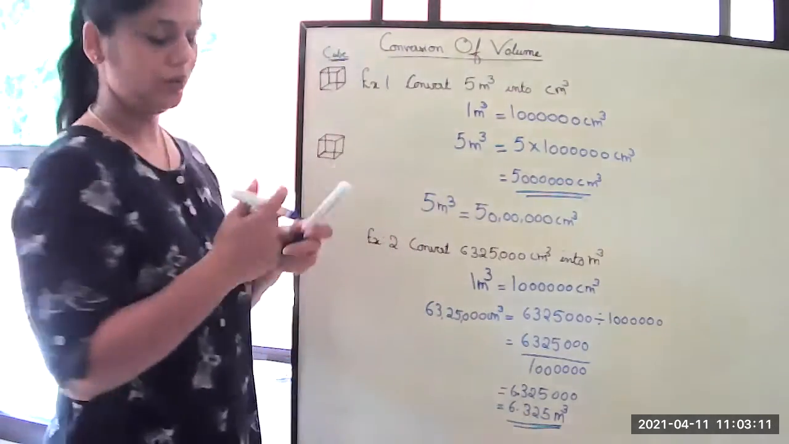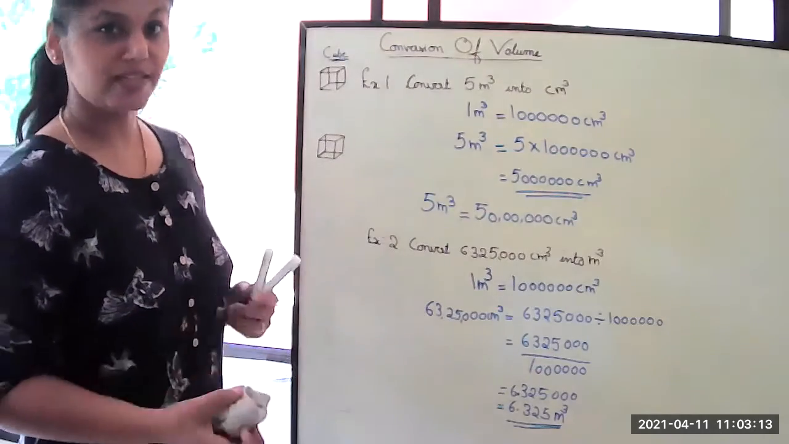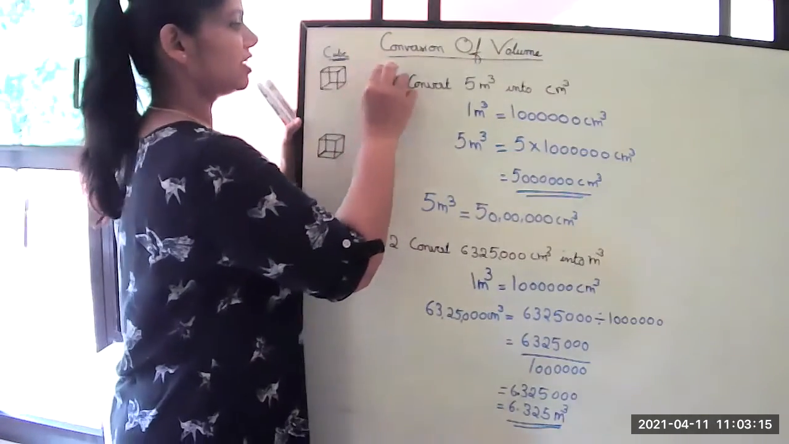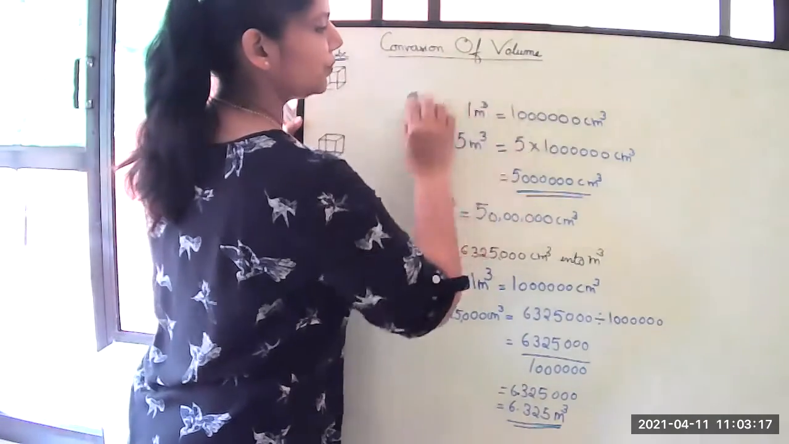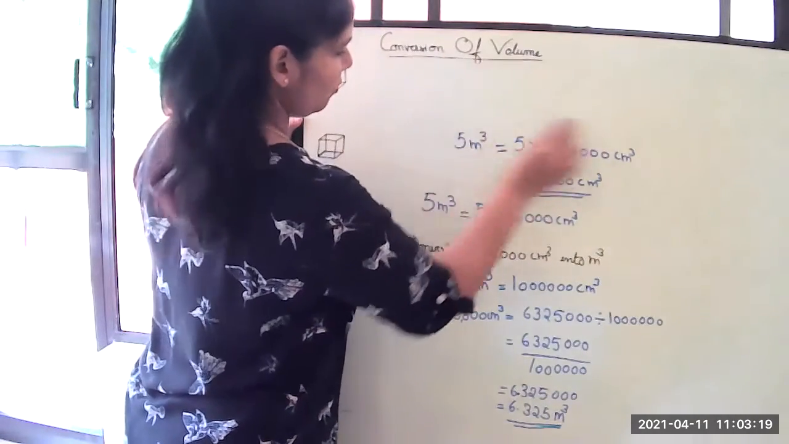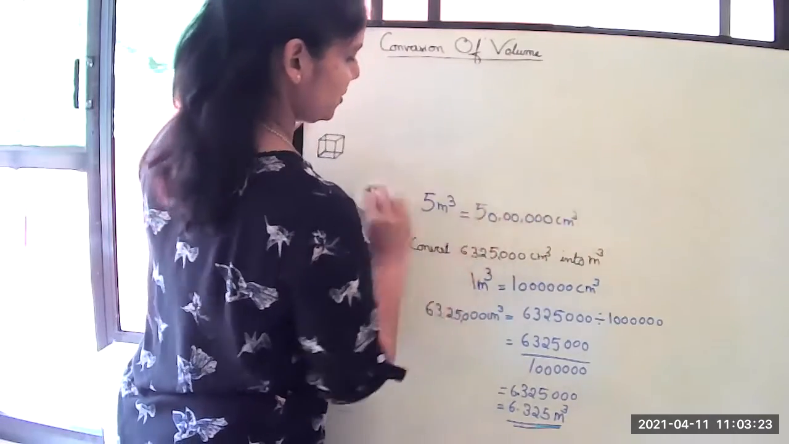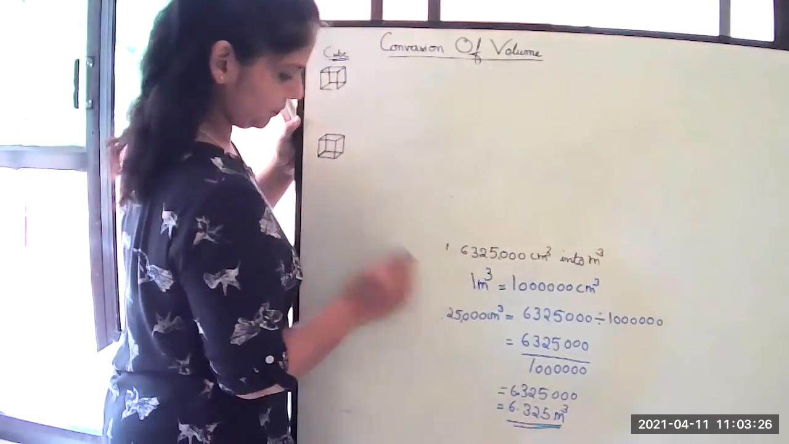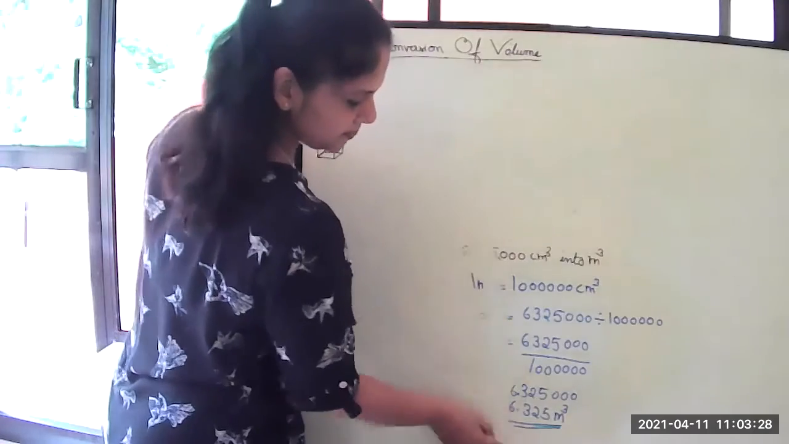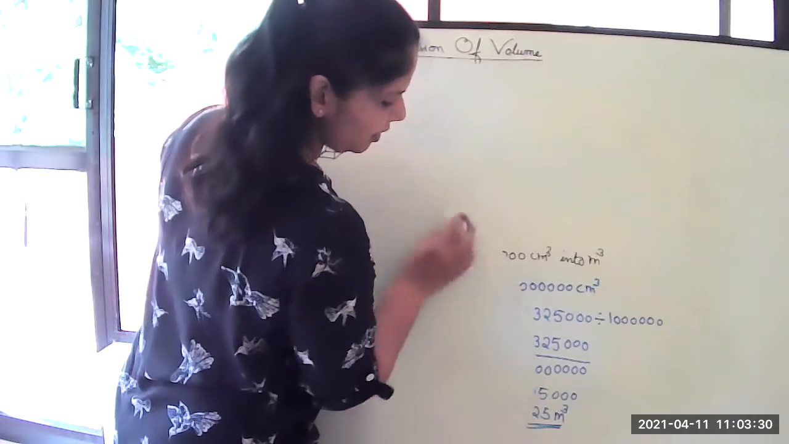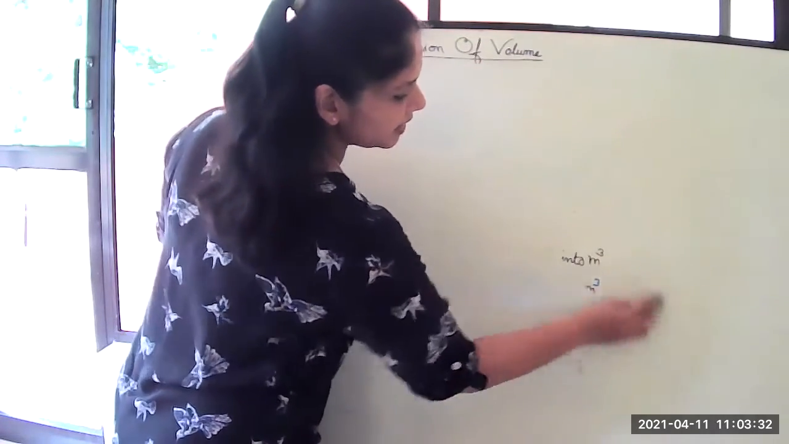Okay. So you have exercises in the description box. You can go through it, solve it. You have to practice enough to be perfect. So practice it and you can ask me if there is any doubt.